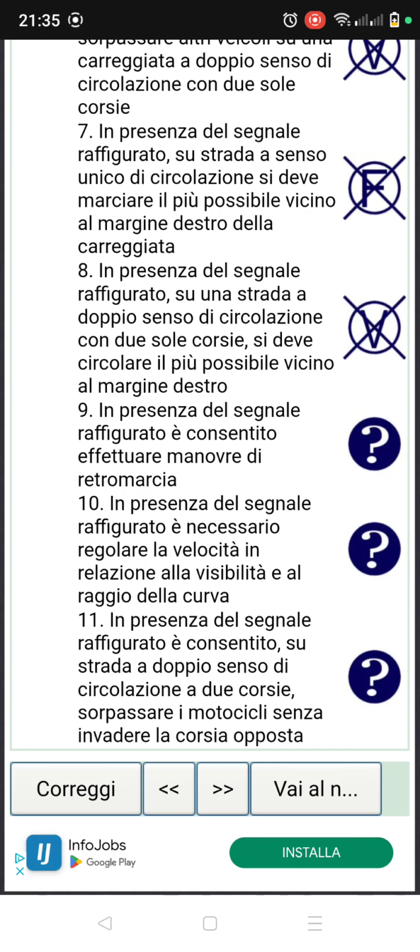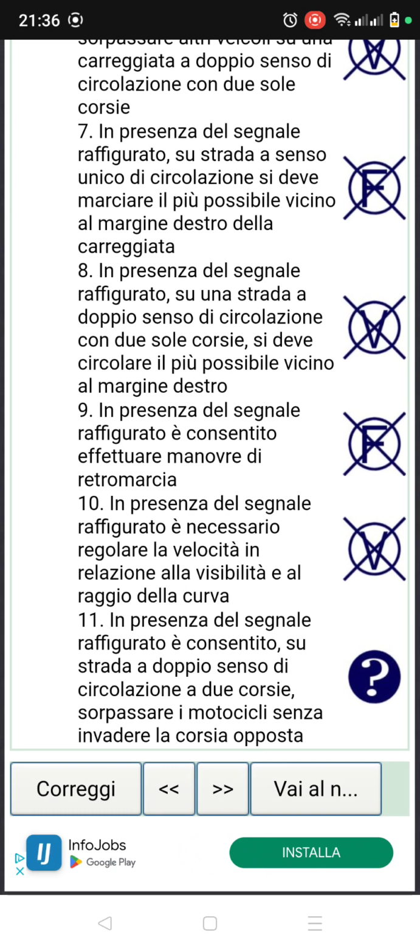Number 9. In presenza di segnale raffigurato è consentito effettuare manovra di retromarcia. No, it's false. It's allowed to do reverse? No, it's false. You can't do that. Number 10. In presenza di segnale raffigurato è necessario regolare la velocità in relazione alla visibilità e al raggio della curva. Yes, it's true. It is necessary to regulate the velocity in relation to the visibility of the curve. Yes, it's true.